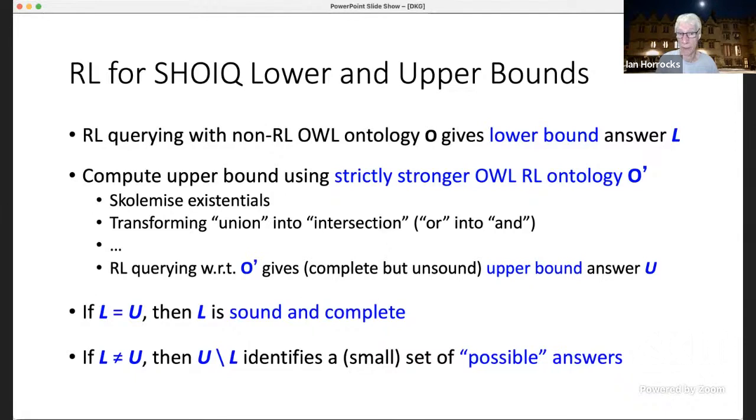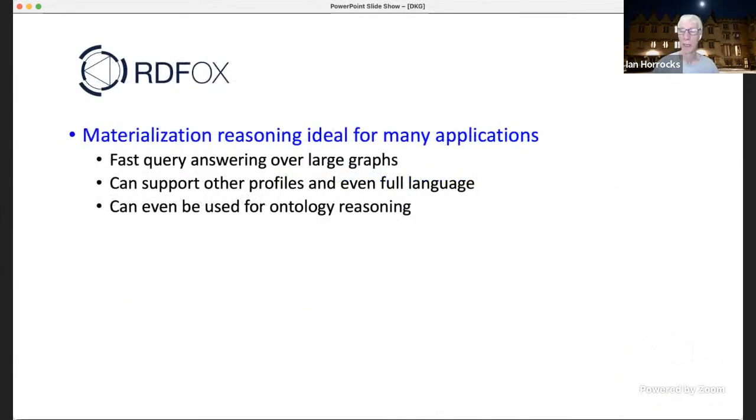I've got the lower bound I know is sound. The upper bound is complete, but maybe unsound. And the difference between the two tells me if there are any tuples that might be in the answer. And if I care about that, I can go off and do some more processing, perhaps using a reasoner for the full language. So the fact that RL is pretty cool and I can do a lot of things with it motivated us to develop this system called RDFox, which is a materialization-based reasoner.